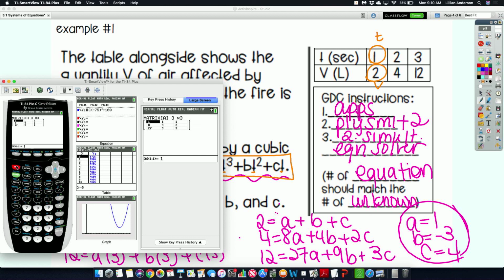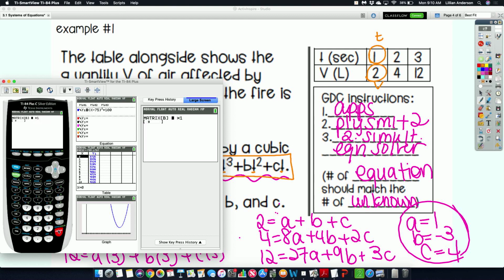Second. X to the -1. Very good. Now I need to put in this matrix, so I need to go over to what? I need to go over to edit. And I don't want to edit matrix A because that's where my unknown matrix was. I need to edit matrix B. Okay? So I'll go to matrix B.